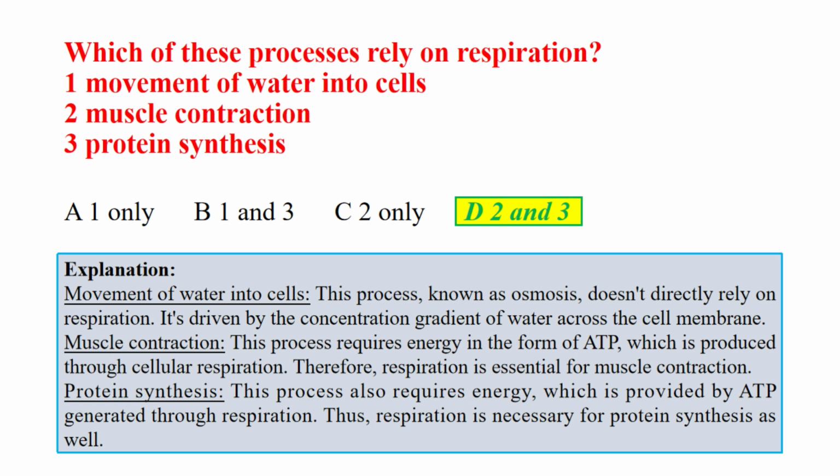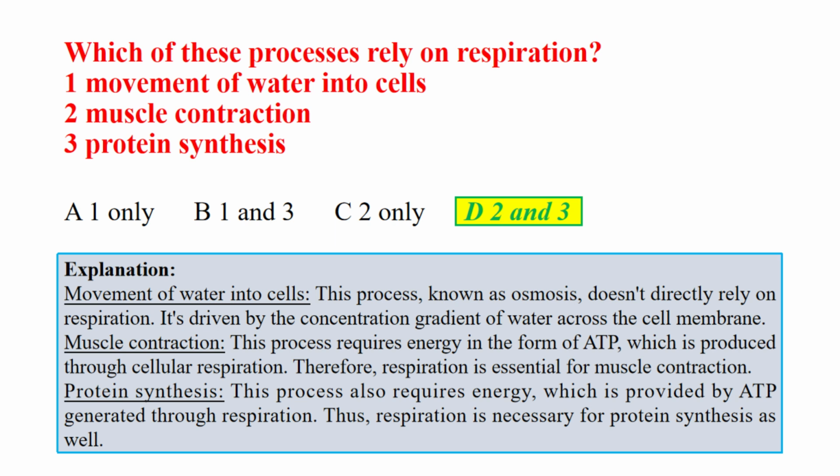First, let's consider the movement of water into cells. This process is known as osmosis and is driven by differences in water concentration across cell membranes. It does not directly depend on respiration. Next, we have muscle contraction. For our muscles to contract, they need energy in the form of ATP. This ATP is produced through cellular respiration. So, respiration is crucial for muscle contraction.